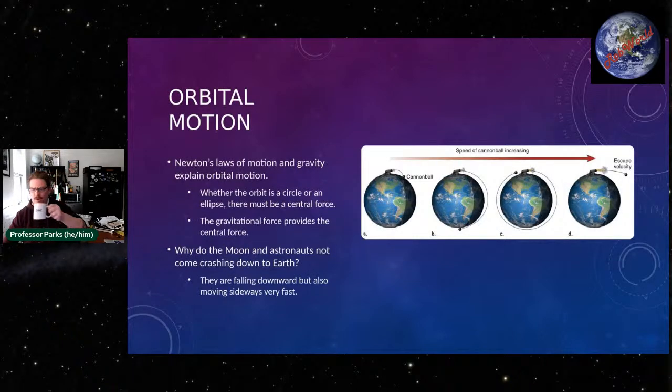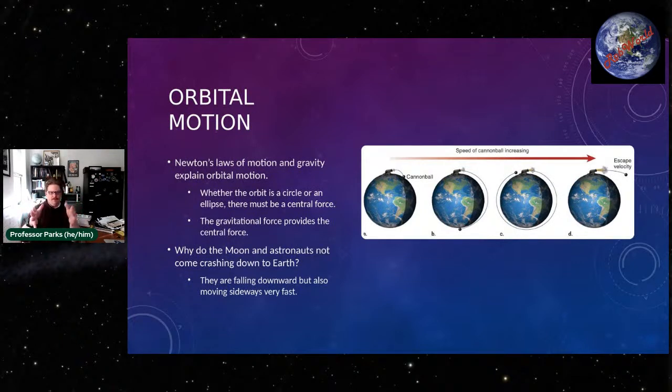So let's talk about orbital motion. I'm going to end this with talking about orbital motion. I know this is going a bit long. So when we think about orbital motion, again, we're going to kind of ignore air resistance. You can add air resistance, but it just makes things a little bit more complicated. The basic principle is still the same.